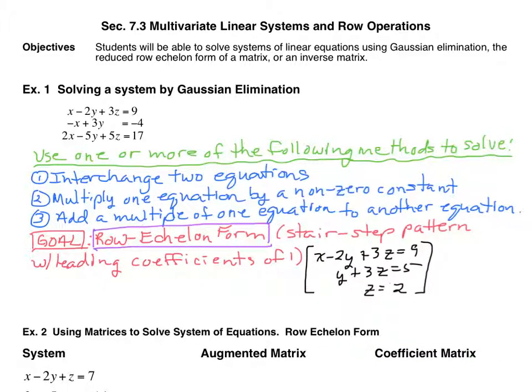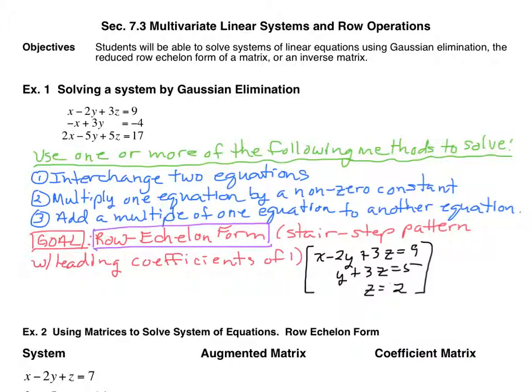So this right here is row echelon form. And you can see that it's a stair-step pattern down. And you can see that the leading coefficients of each equation have a coefficient of 1. That's our goal. Our goal is to have an x, y, and a z term in the first equation, a y and a z term in the second equation, and a z term in the third equation only. Now sometimes you might be missing a term up here. It's possible, but not usually.